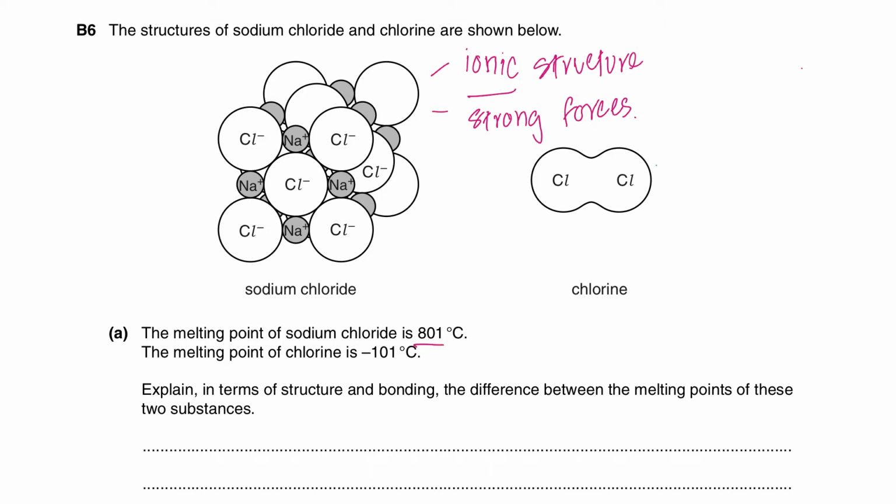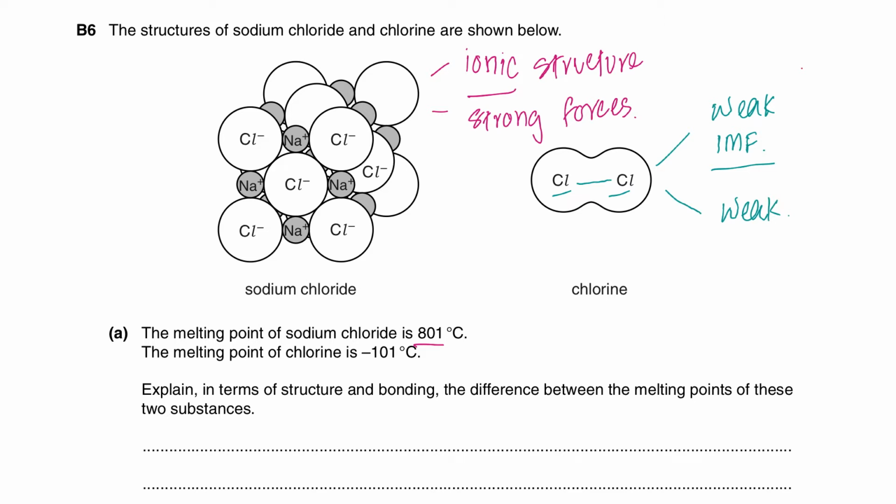For chlorine, two Cl atoms are held together by a covalent bond, one covalent bond. But that doesn't dictate its melting or boiling point. What does is that between each molecule there are weak intermolecular forces, and they dictate the melting point or boiling point of chlorine, and those are very weak in nature.